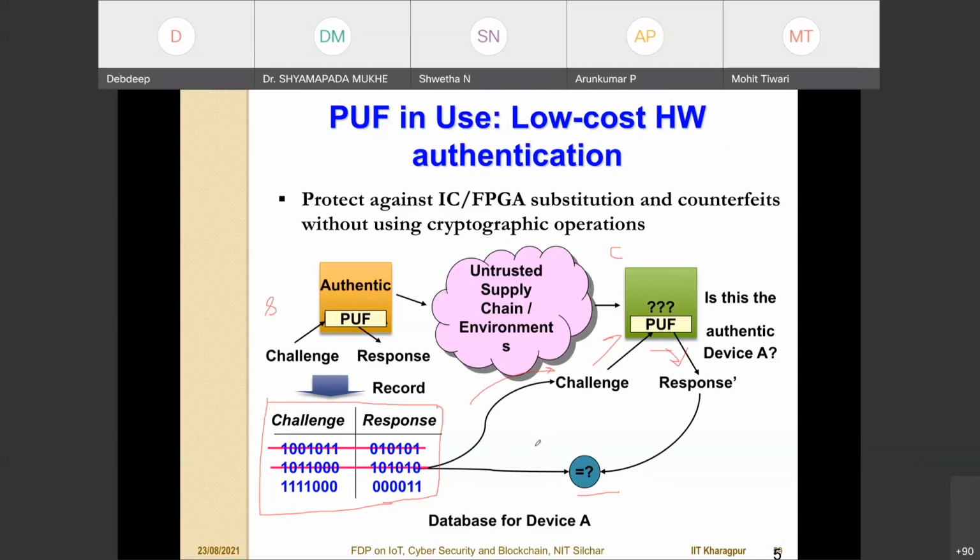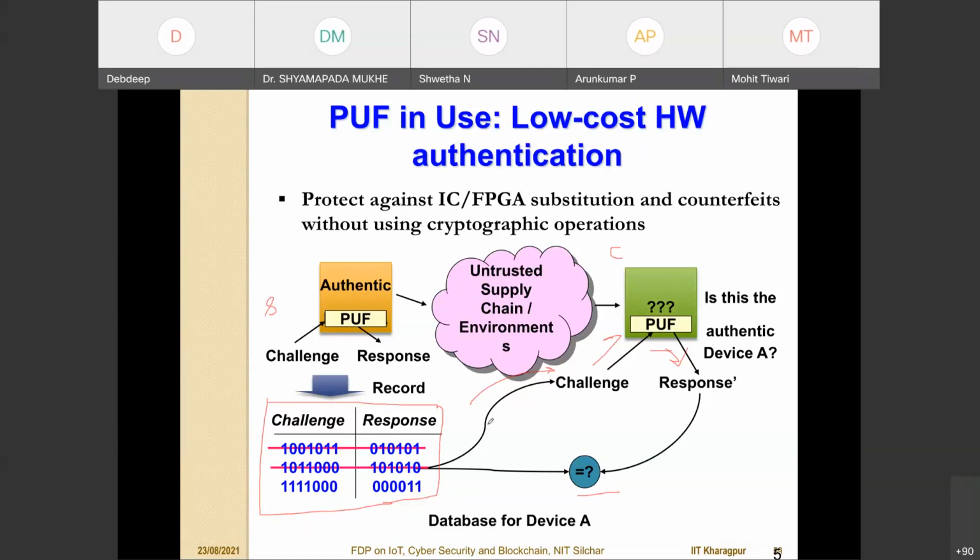else you stop that access. Okay. Note that since the attacker is also seeing the challenge and the responses, you cannot reuse the challenge-response pair, and therefore once you use the challenge, you have to strike it off. This means your challenge space should be sufficiently large, and while you are accessing the challenges and responses, the attacker should not be able to apply some kind of machine learning or model building to build a mathematical clone of the PUF.